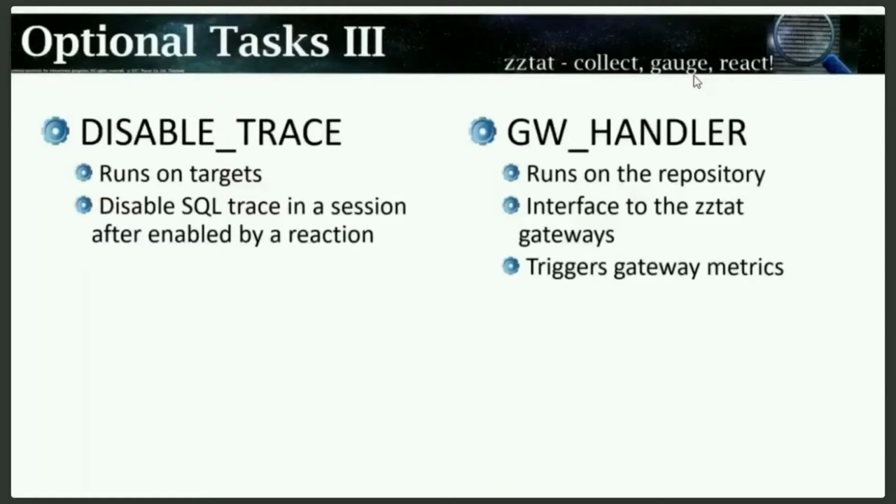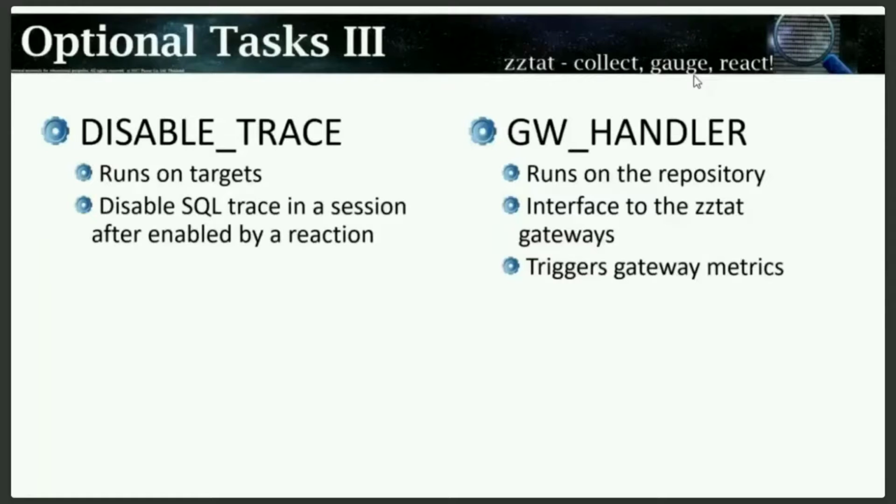Finally, we have two somewhat specific tasks. I just want to touch on these briefly. Disable trace is something that only happens if you are using a reaction to automatically enable SQL trace in a session. So for example, if a job runs longer than expected, you can automatically trace it for a predefined interval, so for 5 or 10 minutes, for example. And disable trace then makes sure that the trace event is also reset in the corresponding session when it should be.